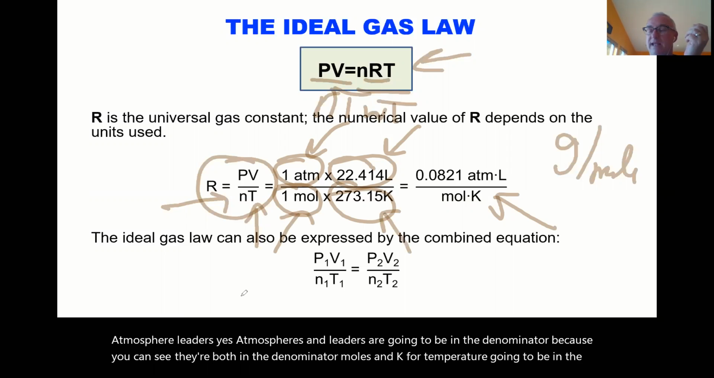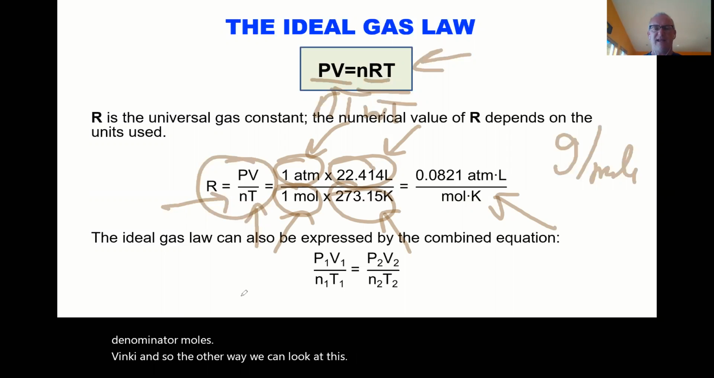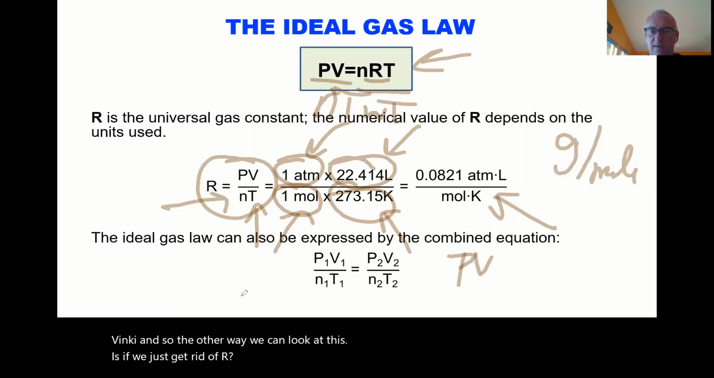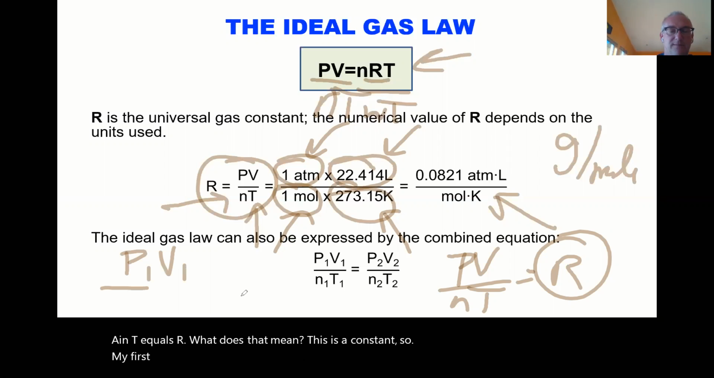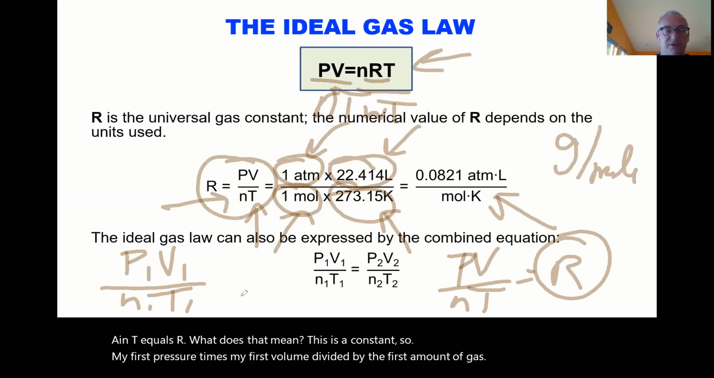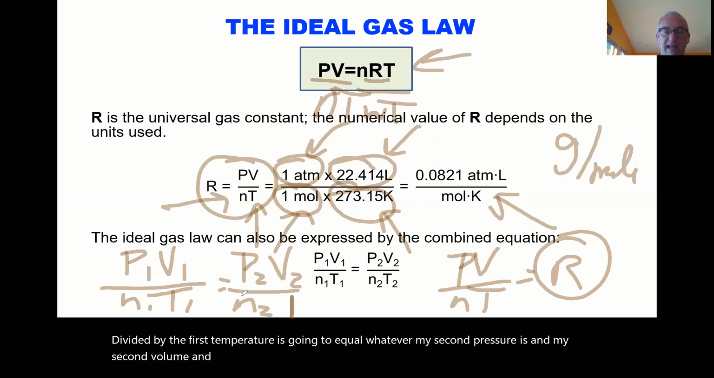Moles and K. And the other way we can look at this is if we just get rid of R, PV over nT equals R. What does that mean? Well, this is a constant. So my first pressure times my first volume divided by the first amount of gas divided by the first temperature is going to equal whatever my second pressure and my second volume and my second moles of gas and my second temperature. That's what that means.